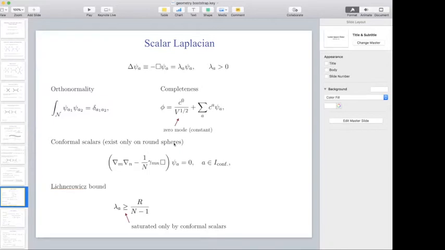There exists a special set of these scalars, with a specific eigenvalue, such that they satisfy this equation here. These are known as the conformal scalars. And the conformal scalars exist only on round spheres, and they exist only for this one particular choice of eigenvalue. There's a bound on the scalars. So we're on an Einstein manifold here, so R is the constant curvature of the manifold. And this bound, known as the Lichnerowicz bound, says that all the non-zero eigenvalues have to be greater than this number. And this bound is saturated only by the conformal scalars. So the conformal scalars are the ones whose eigenvalue is precisely equal to R over n minus 1, and they exist only on the spheres.